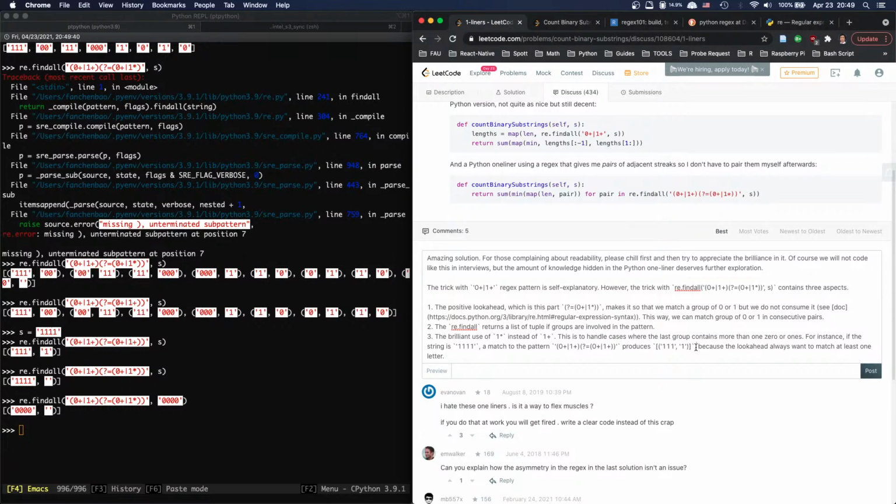This produces this, which is wrong. This happens because the lookahead always wants to match at least one letter, whereas we do not. We do not want at least one letter.